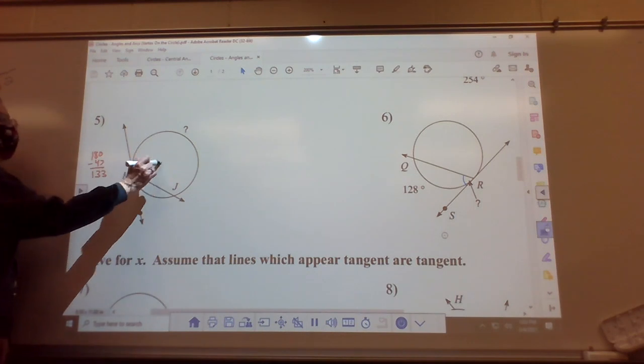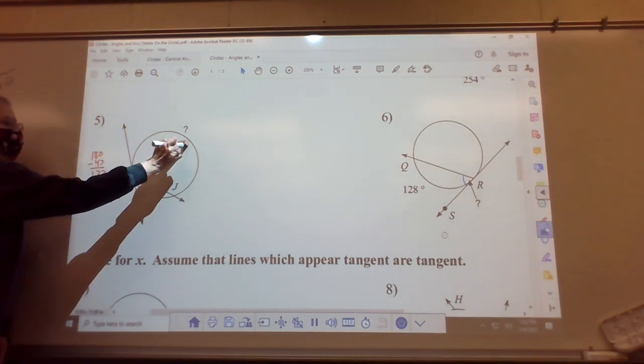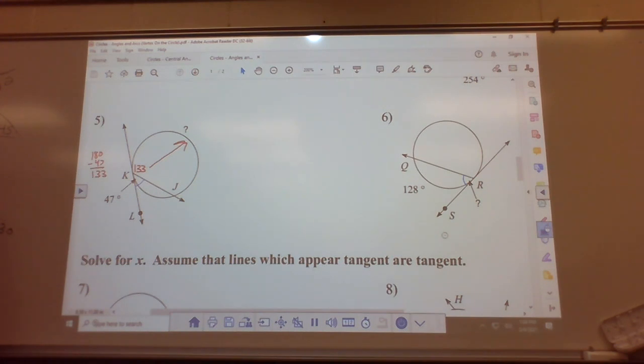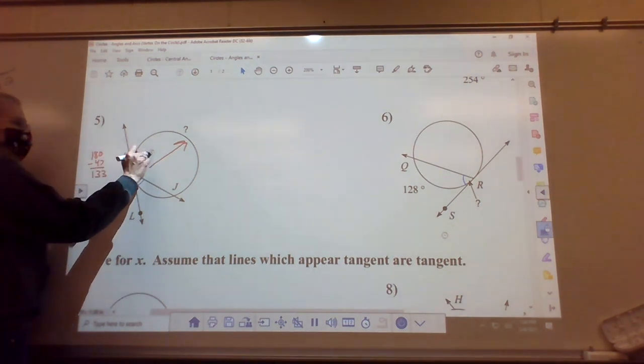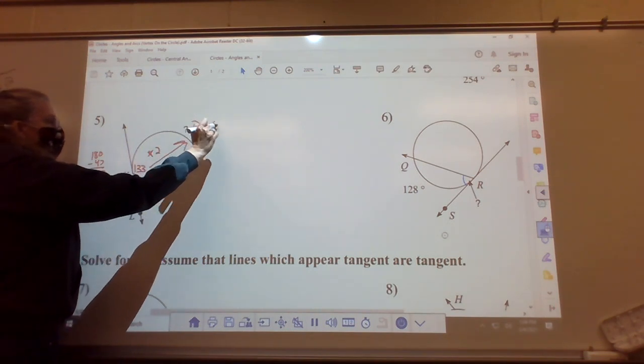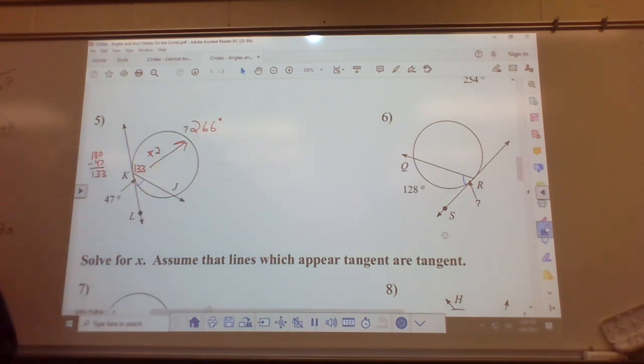Now I'm going to shoot out to the arc. What do I do to go from angle to arc? Multiply by 2. So I'm going to double it. Well, when I double it, I get 266. So that's one way you could have done it.